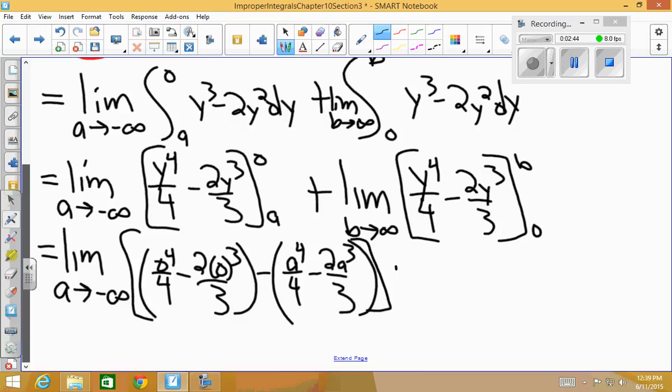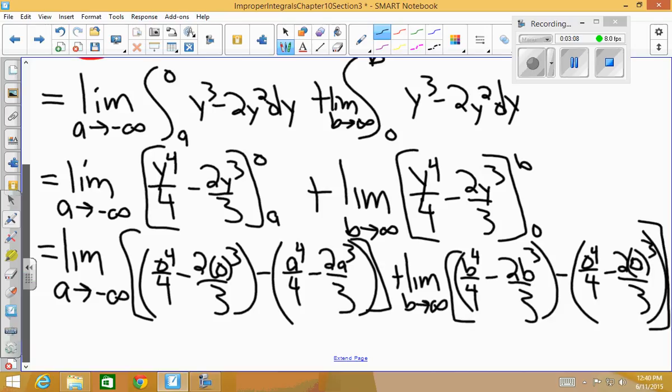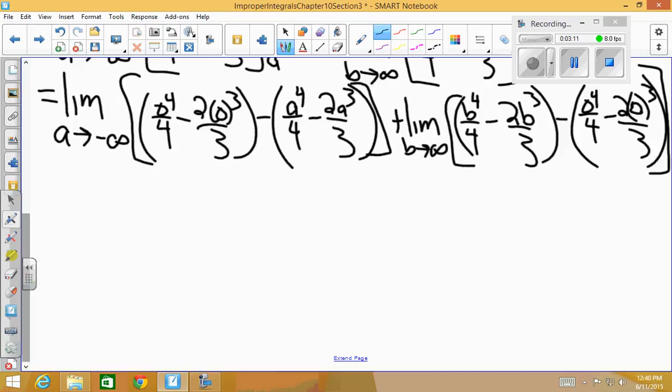Similar thing for this second one. This is going to be the limit b goes to infinity, b to the 4th over 4 minus 2b cubed over 3 minus 0 to the 4th over 4 minus 2 times 0 cubed over 3. Okay. As we already said, that goes to 0, so that simply goes away.